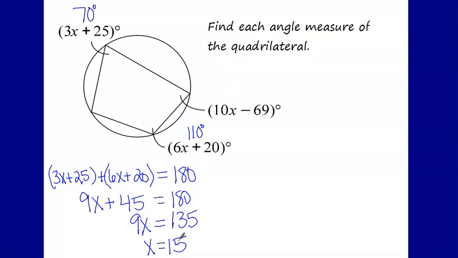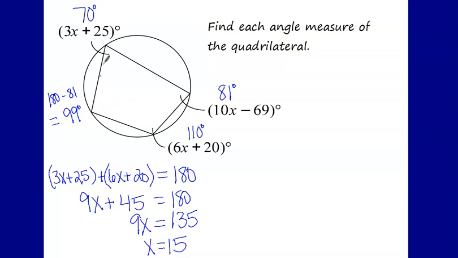If I plug in to this other angle over here, 10 times 15 would give me 150. When I subtract 69, that's going to give me 81 degrees. And then this final angle, in order to get that, it should be supplementary to the 81 degrees here. Opposite angles add up to 180. So I'm just doing 180 minus 81, and that is going to equal 99 degrees.